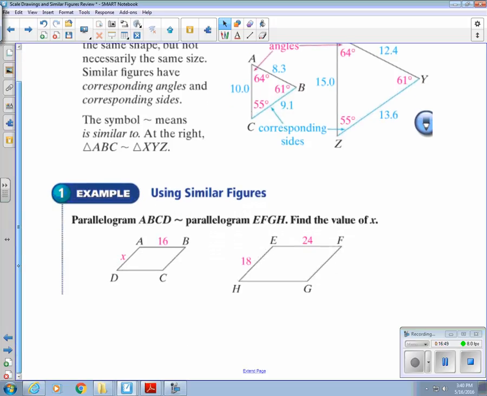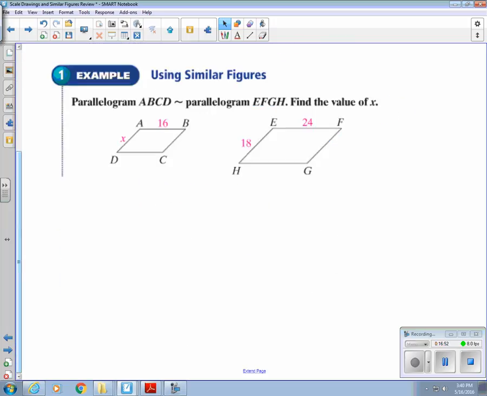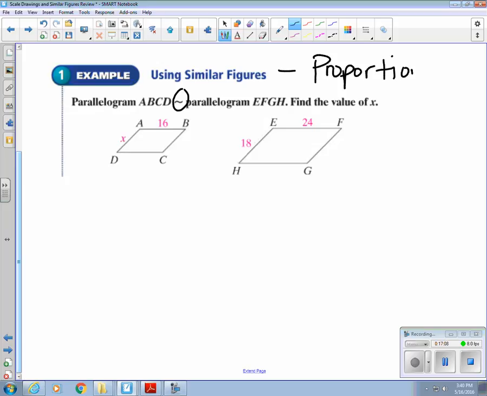So what are we going to do with these kinds of things? Using similar figures, we have this parallelogram ABCD. This little symbol here means is similar to parallelogram EFGH. Find the value of x. Well, because they're similar, we know that they are proportional. And when they're proportional, we can use proportions to solve them. So that's what we're going to do.